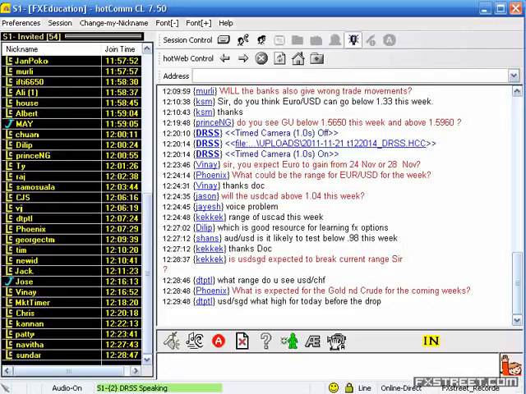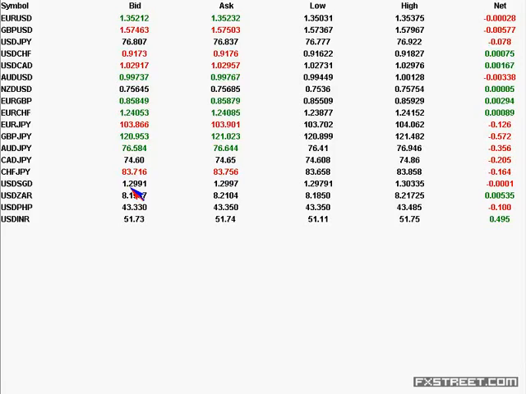Then DDPT asks, USD Singapore, what is the high for today before the drop? You can see in the live market quote page, the Singapore dollar is currently trading around 1.2991, 1.2997. 1.3033 is the high. You see a negative net change of 1 pip, and probably they could make an upward stop and start losing the levels.